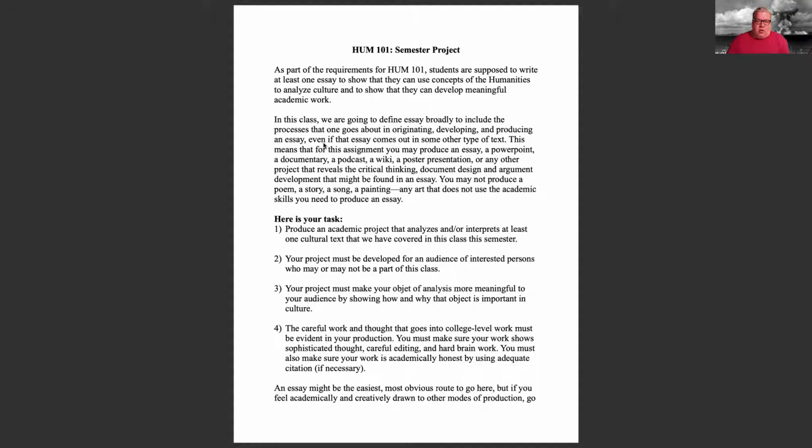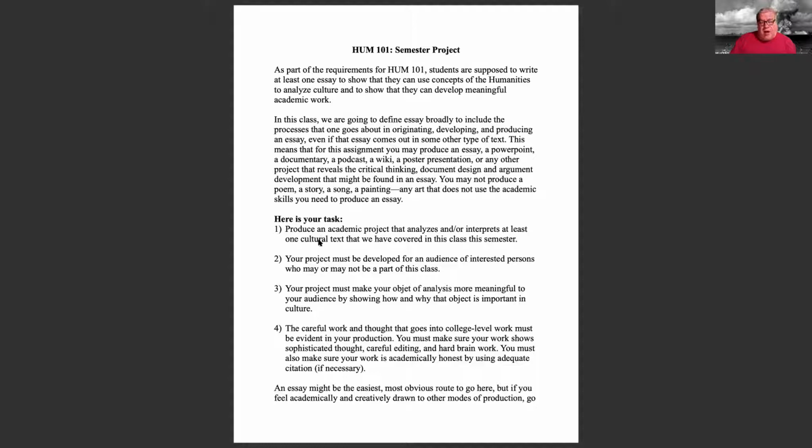I will go to this next sentence because the one example that I gave you was a direct contradiction. You may not produce a poem, a story, a song, or a painting, any art that does not use academic skills. You need to produce an essay. That changed a little bit in the course of the project. I should have clarified that here. The student who wrote the song and the other students who did more creative work also included some kind of academic essay or a mini essay to go along with what they produced to show that they were doing that work.